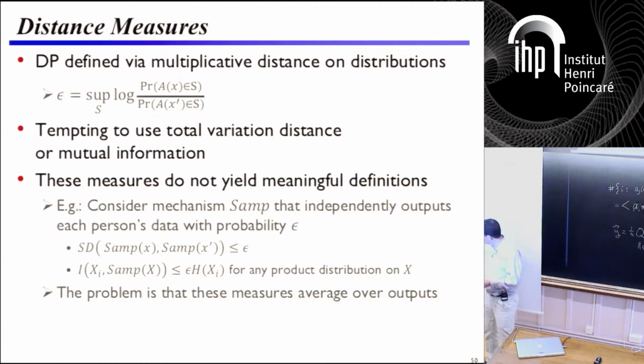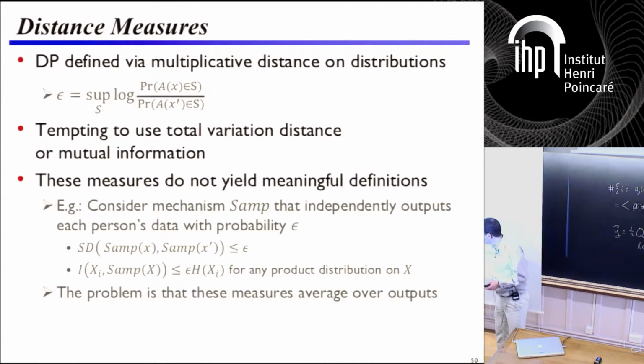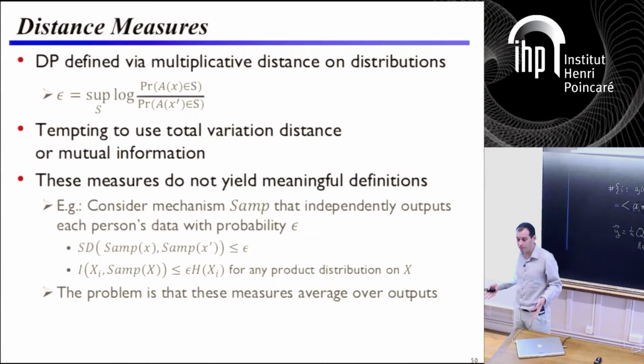The mutual information also between any given person's data and, assuming the data come from a product distribution, the mutual information between a person and the output is relatively small. It's sort of epsilon times the entropy of the person's data to begin with. But in some sense, what's going on is that there are epsilon times n people who are guaranteed to be, I don't know which ones, but with overwhelming probability, about epsilon n of them will have their data published in the clear. Right?